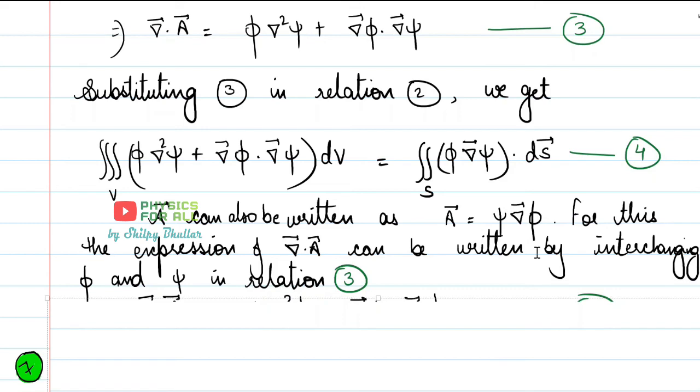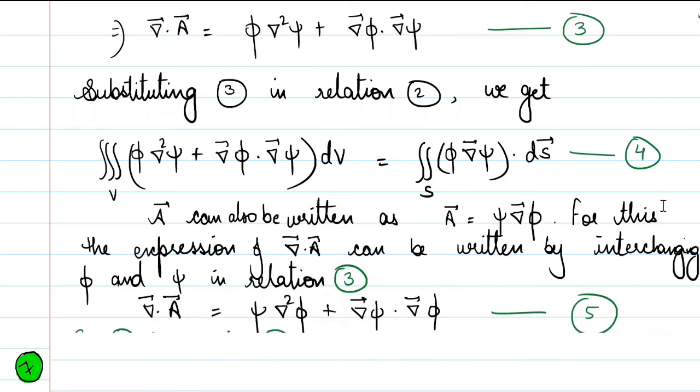So in that case, all we need to do is, whatever final expression we have obtained for del dot A, we have to interchange phi and psi. So this del dot A expression, which is our equation third, we have obtained for phi del psi. If we obtain this expression again, this divergence of A, by using A as psi del phi, then things would almost remain the same. The only difference would be that psi would come at phi's place and phi would come at psi's place. Let's do that and see what we get.